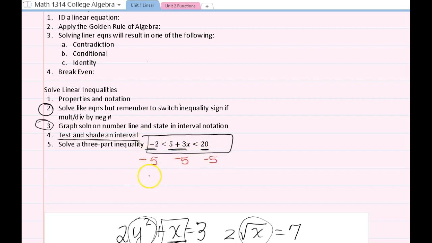So now we can see that I'm going to have negative 7 is less than 3x is less than 15. And remember, what we want to do is solve for x. So you can see from here the next step that you would have to do. In fact, this is one of the examples that you're going to see in the list of examples provided by the textbook. And that concludes this video.